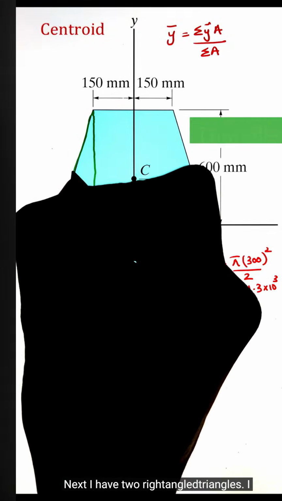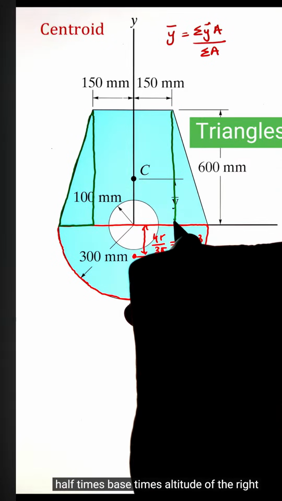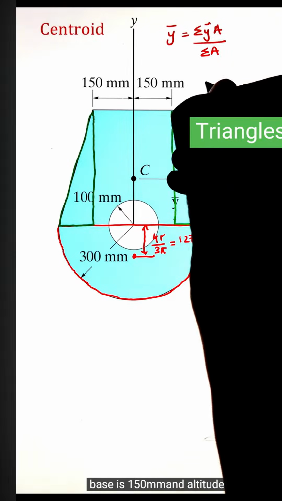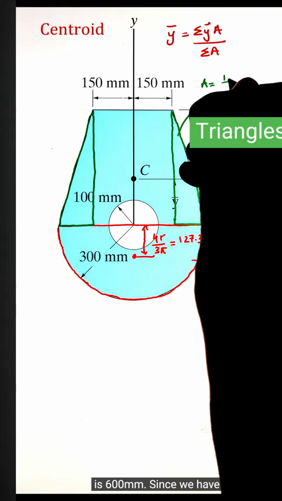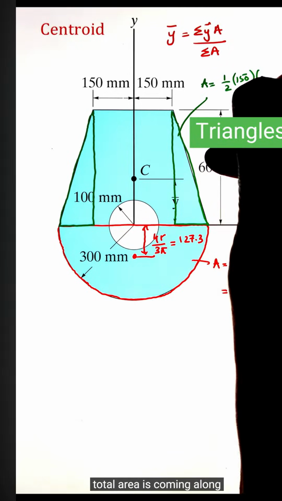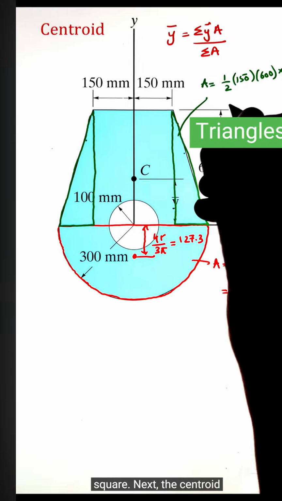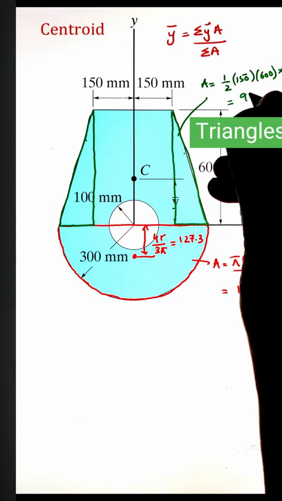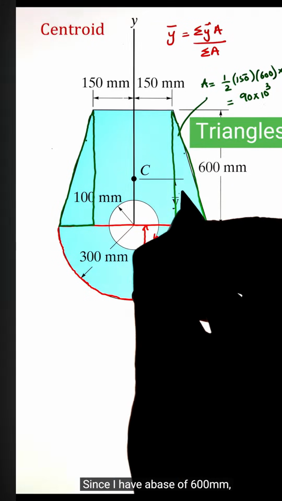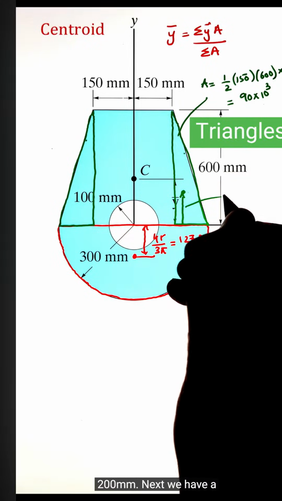Next, I have two right-angled triangles. I can calculate the area using the formula half times base times altitude of the right-angled triangle. In this case, the base is 150 millimeter and the altitude is 600 millimeter. Since we have two of those right-angled triangles, the total area is coming 90 times 10 raised to power 3 millimeter squared. Next, the centroid of the right-angled triangle is 1/3 from the higher end of the triangle. Since I have a base of 600 millimeter, 1/3 of 600 is equal to 200 millimeter.